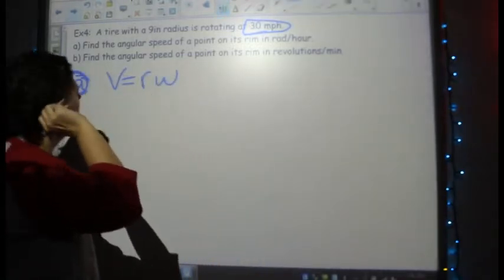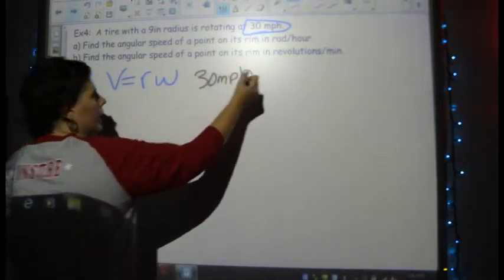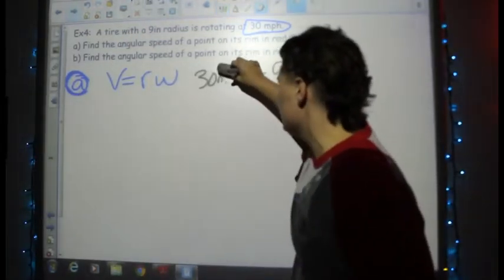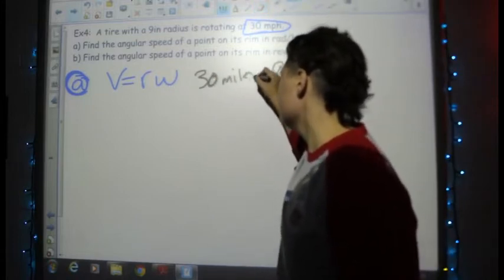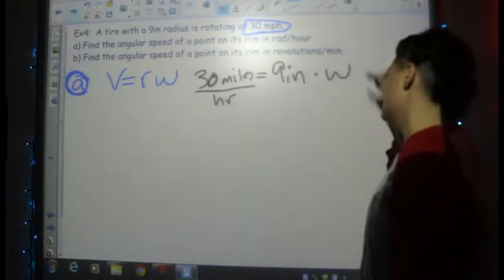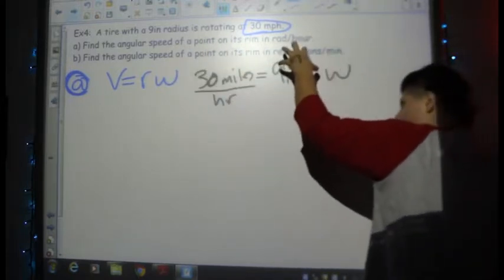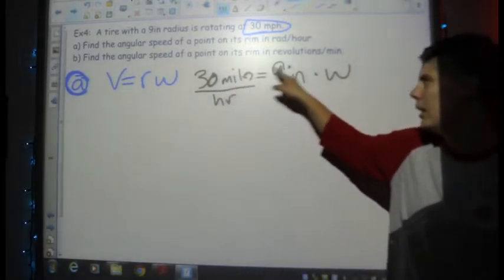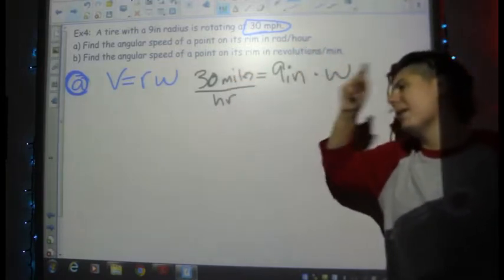All right, so here we have 30 miles per hour. That's my V. Equals my R of 9 inches. And instead of writing MPH, that might be a little confusing. We'll go ahead and write miles per hour there. So I'm going to say 30 miles per hour. And then I have equals 9 inches times W. And the whole goal is to solve for the angular speed. That means solving for W. So now all I have to do is divide. However, I cannot divide miles by inches. That doesn't make sense. The units aren't the same. I can't say 9 inches goes into 30 miles this many times.